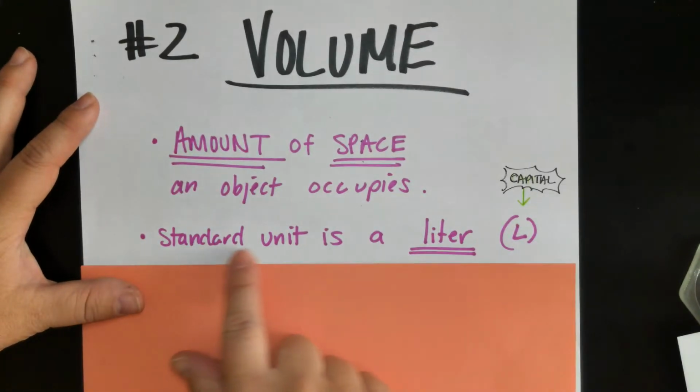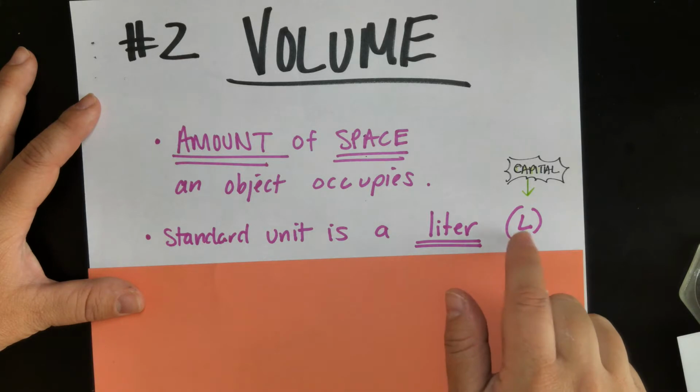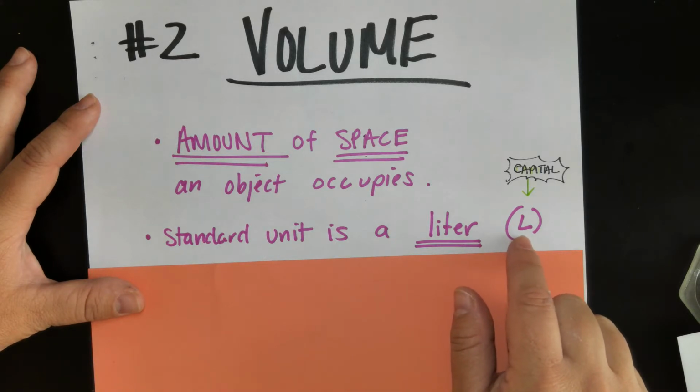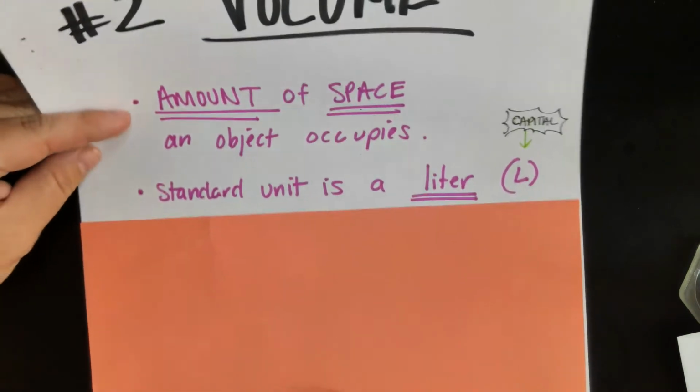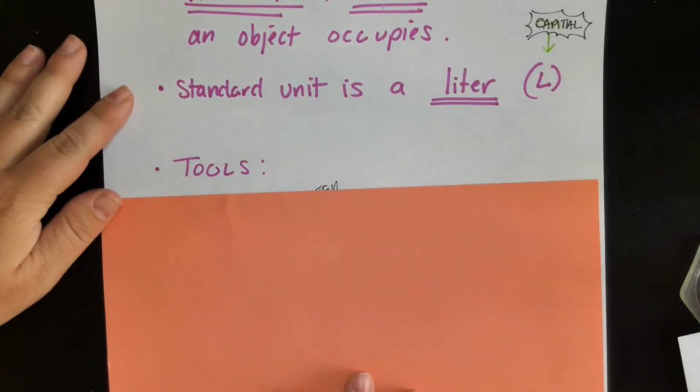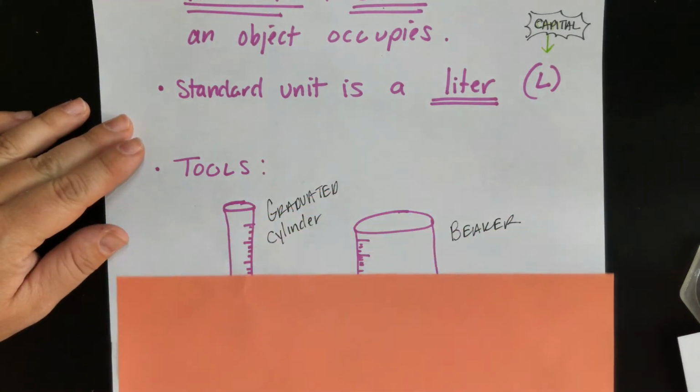So what is the standard unit of volume? It is a liter. The abbreviation for a liter is a capital L. Really important to understand that it is a capital letter L. Okay. What are some tools that we can use to measure volume?